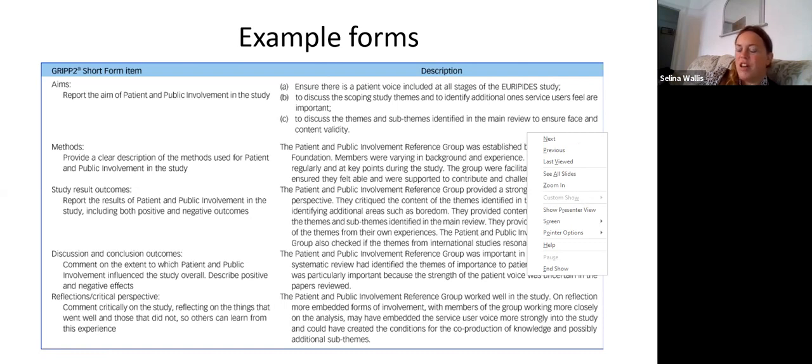They're very much researcher-led documents. So I would say it's good practice that we should involve our public advisors in writing the GRIPP2 form at the end, when it's going to be going into the research, so that it's a bit of a joint effort.